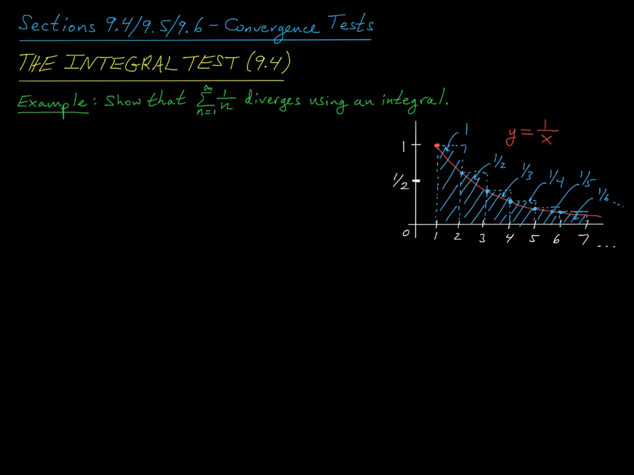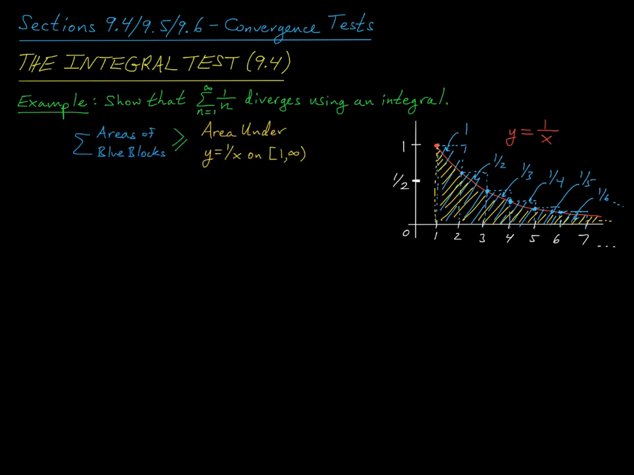All right, so now let's compare those blue blocks to the area bounded by this red curve and the x-axis over the interval from 1 to infinity. That's what I've shaded here in yellow. And looking at this picture, we have the following inequality. If I sum up the areas of the blue blocks, those are greater than or equal to the area under the curve y equals 1 over x on the interval from 1 to infinity.